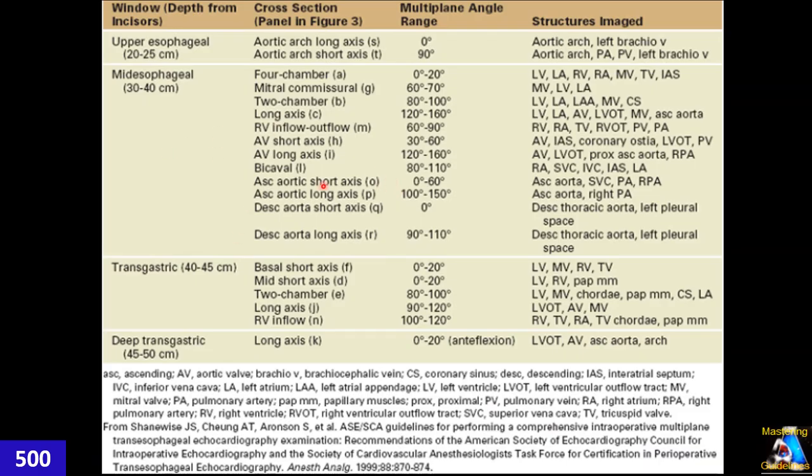Here is the amount of insertion. All probes have a scale on the shaft of the probe. Based on that marker, we can see at what level we are. At the level of the upper esophageal, usually we insert the probe up to 20 to 25 in average adult people from the front teeth, the incisors. For the mid esophageal, about 30 to 40, and in transgastric 40 to 45. But this is a general guideline.